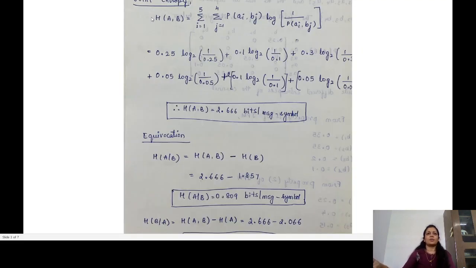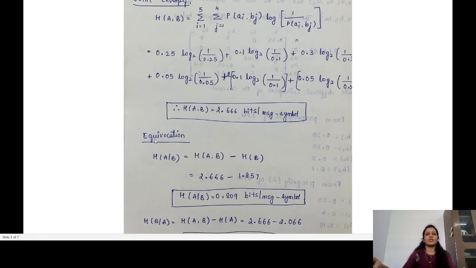Coming to the joint entropy H of A comma B, I need information regarding the joint probability. So H of A comma B is nothing but the sum of P of Ai comma Bj times log of 1 divided by P of Ai comma Bj, where i varies between 1 to 5 because we have 5 input symbols and j varies between 1 to 4 because we have 4 output symbols. Since the joint probability matrix itself is given, we have information regarding all the elements. So consider each of the elements and substitute them in the given expression. We will obtain the value of H of A comma B.